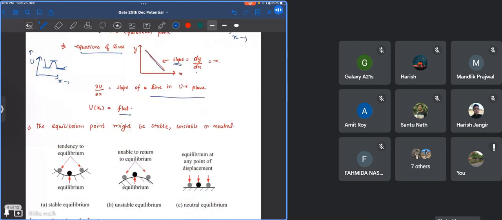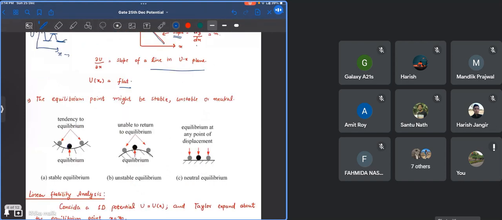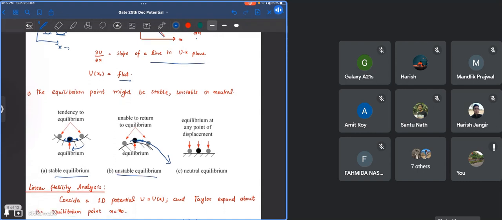And whether it is stable or unstable or neutral, that we will see. For the stable equilibrium point, the condition is if you perturb it slightly, then it will come back to this position, even for a slight perturbation, and that will correspond to stable equilibrium. And if it is unstable equilibrium, then if you perturb it slightly, it will just roll away. It will not come back to this position again. And that will correspond to unstable equilibrium.